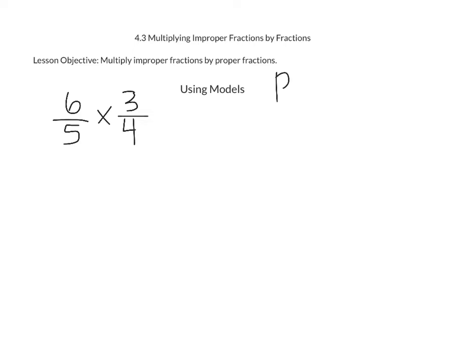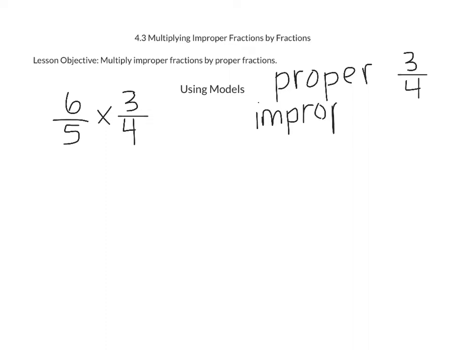Now a proper fraction is a fraction whose numerator is smaller than the denominator, such as 3/4. On the other hand, an improper fraction is a fraction whose numerator is larger than the denominator, such as 6/5. When the numerator is larger than the denominator, this tells us that our fraction is greater than 1 whole.